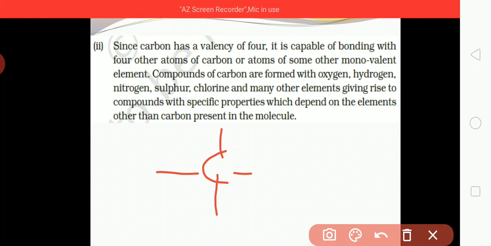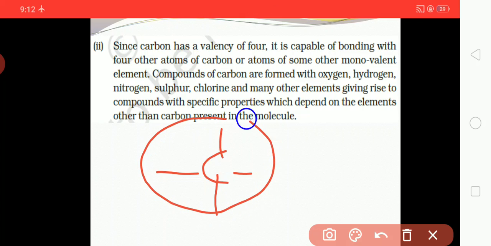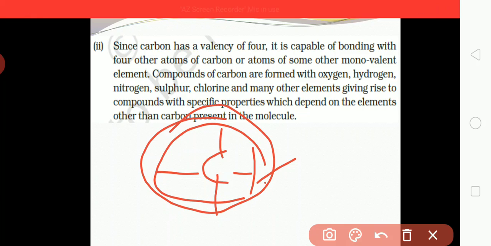In the 4 valency we can see that any element which has monovalency can be attached. Compounds of carbon are formed with oxygen, hydrogen, nitrogen, sulfur, chlorine and many other elements, giving rise to compounds with specific properties which depend on the element other than carbon present in the molecule. By attaching a different element in this 4 valency, different compounds will be formed.